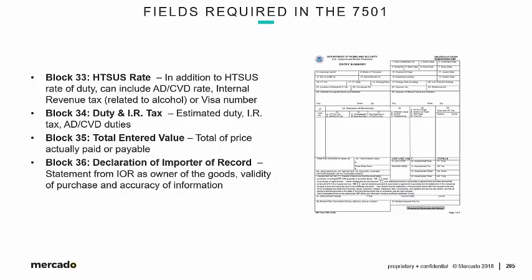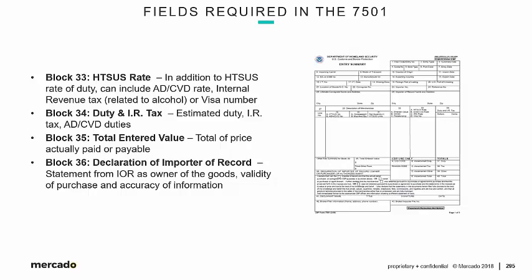This is the estimated duty. Remember, a 7501 is an estimate of duties. Internal revenue tax, anti-dumping, countervailing duties, all go potentially in Block 34. Usually it's the estimated duty because most importers aren't subject to these other charges. Block 35, the total entered value. Look at the definition. Total of price actually paid or payable. We went over that incessantly as well.